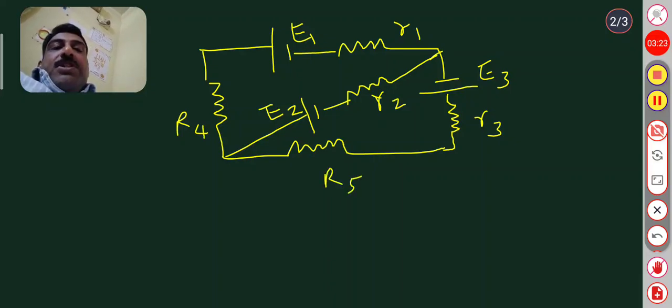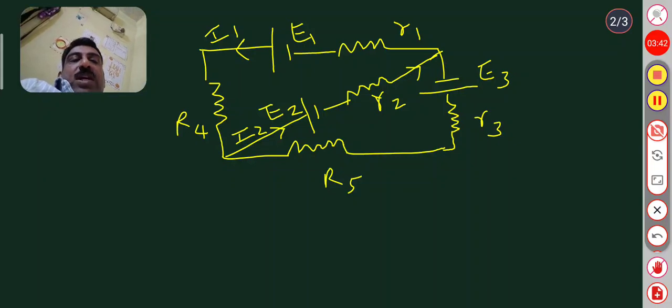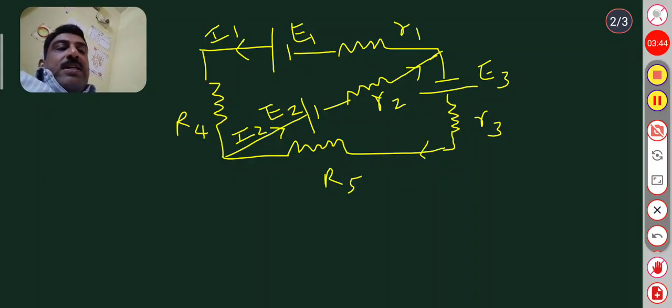And the currents are given to you. This current here is I1, this current here is I2, which is going from here. So the current here is I2, and here the current is I3. So I3 is coming here.